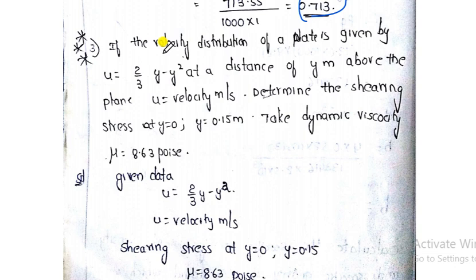So let's see, if the velocity distribution of the plate is given by u equal to this one. This type of numerical is related to viscosity. Suppose this one is a plate.